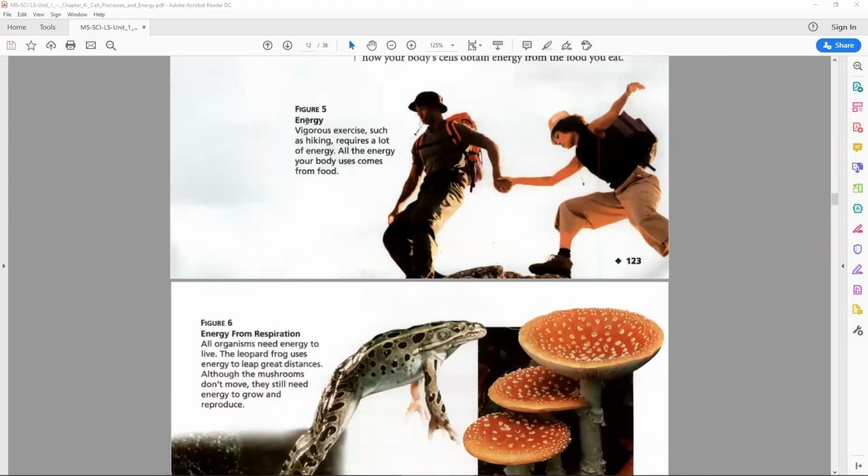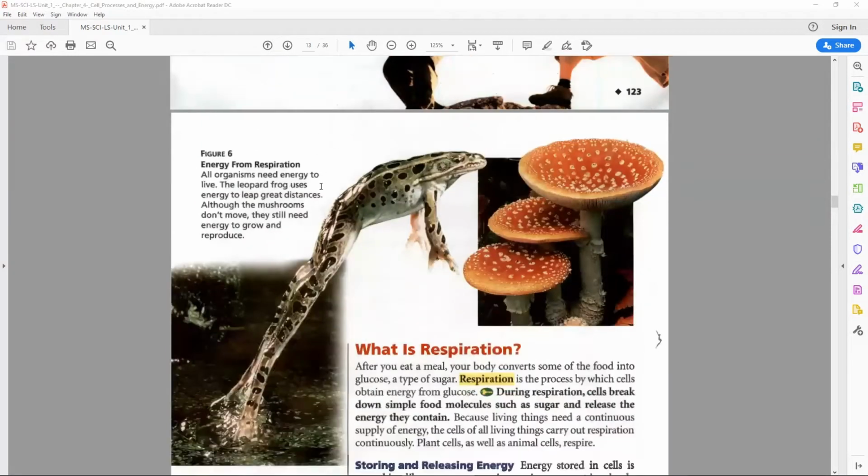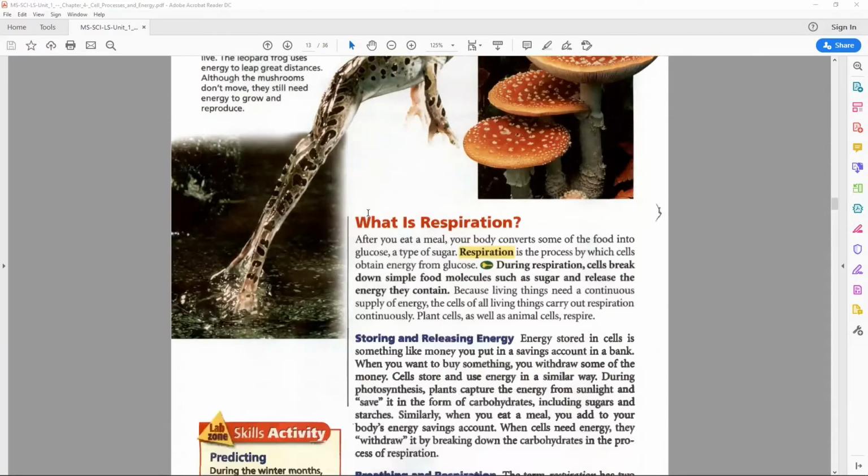This is Figure 5, Energy. Vigorous exercise such as hiking requires a lot of energy. All the energy your body uses comes from food. Then Figure 6, Energy from Respiration. All organisms need energy to live. The leopard frog uses energy to leap great distances. Although the mushrooms don't move, they still need energy to grow and reproduce.